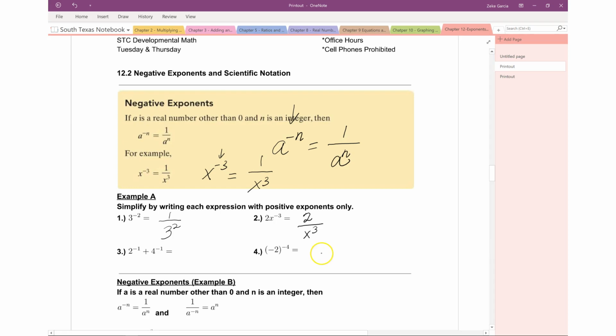Number 4, the reciprocal of negative 2 to the negative 4 will be 1 over negative 2 to the fourth. And for number 3, we're going to have 1 over 2 plus 1 over 4, because we got the reciprocal of 2, which is 1 over 2, and the reciprocal of 4 is 1 over 4.